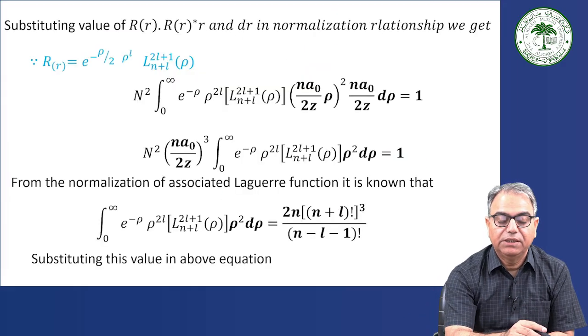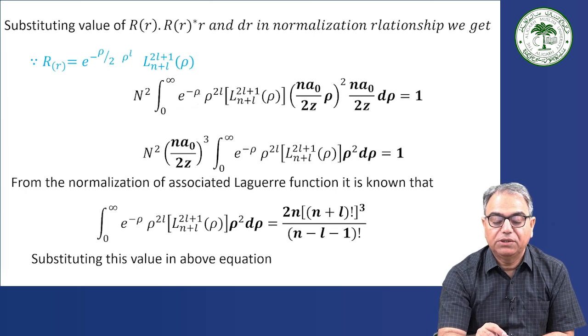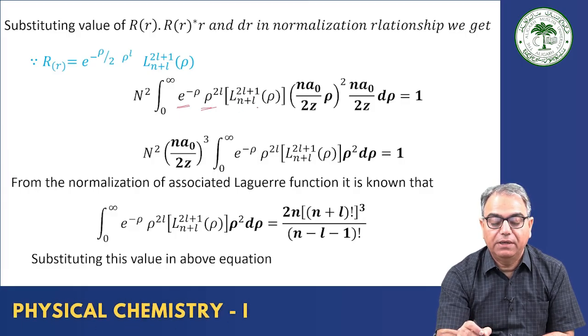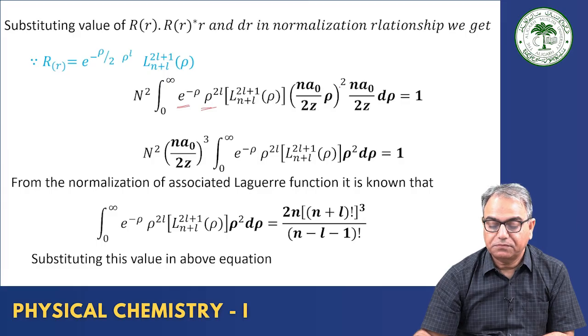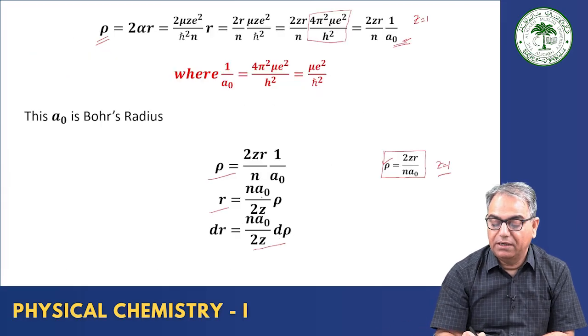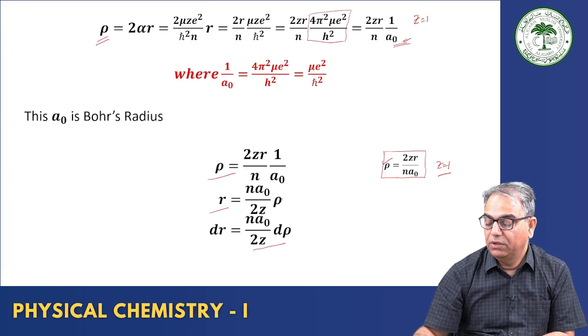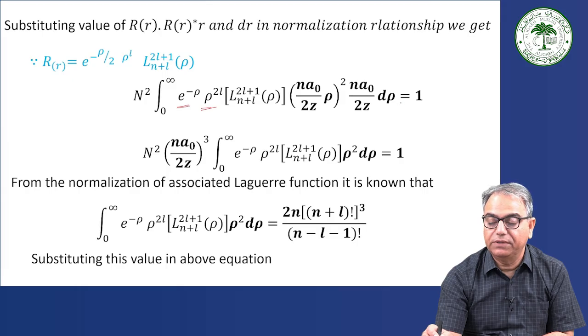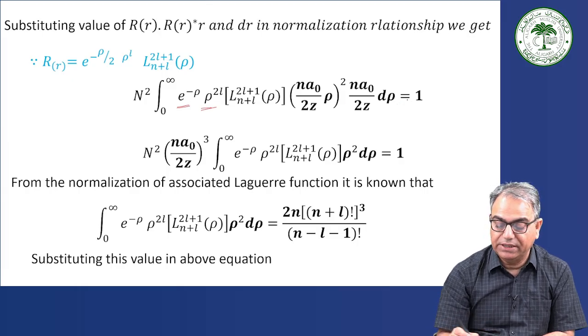So, the normalization constant: this is your function, then exponential minus rho divided by 2, and squaring gives minus rho, and then rho divided by 2 raised to L, which becomes rho to the 2L, because two functions you have. Then you have L into 2L plus 1 n plus L into rho. Then for r square, na naught divided by 2Z rho square was there, and then you have dr, which is equal to this one. If you differentiate this one, what you get is actually this one.